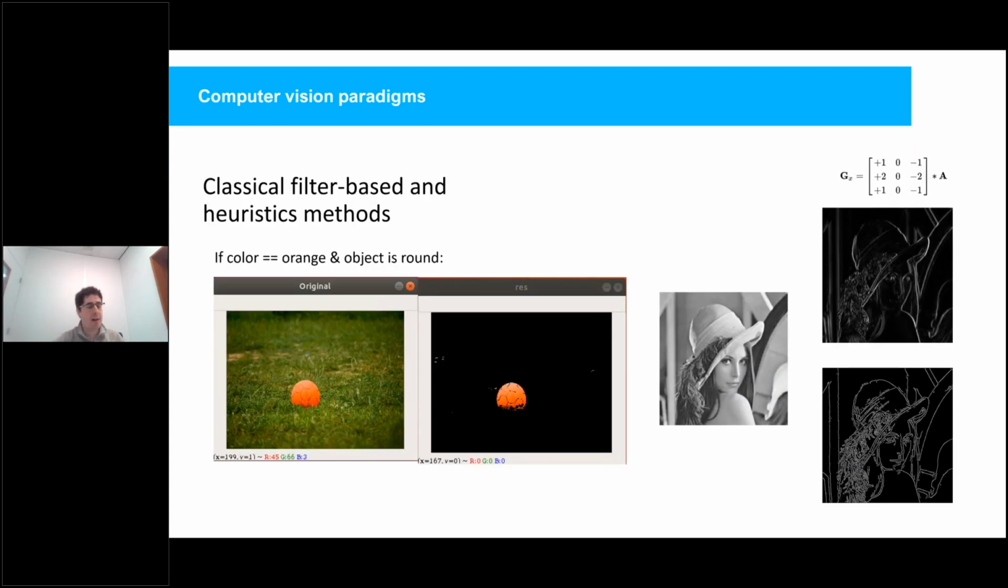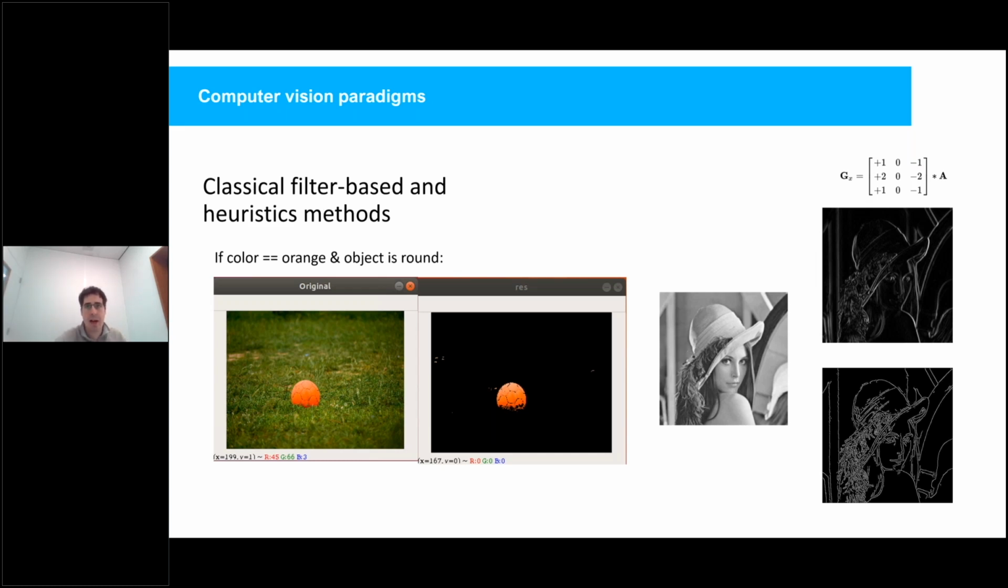Typically, up to 5 to 10 years ago, it was classical computer vision that relied on the description of filters or heuristic methods. Imagine that you are looking to detect a bright orange ball in a grassy field. You will have to specify the type of colors that you're looking for, the type of geometry that you would like to extract, and then you will create a tailor-made filter for that. We can also apply other mathematical techniques to extract features of interest, like edges.